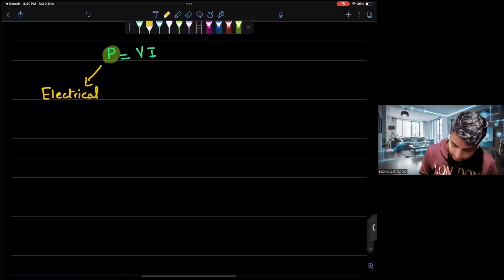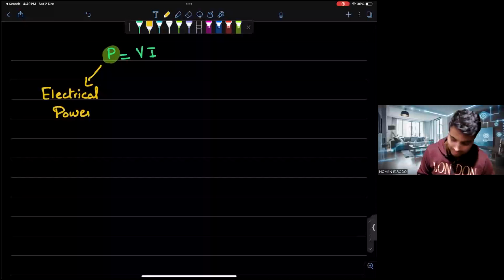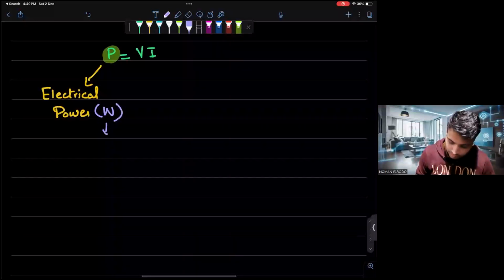Electrical power is always measured in watts, as it is a power. The SI unit of power is watts, represented by capital W. So capital W represents watts.